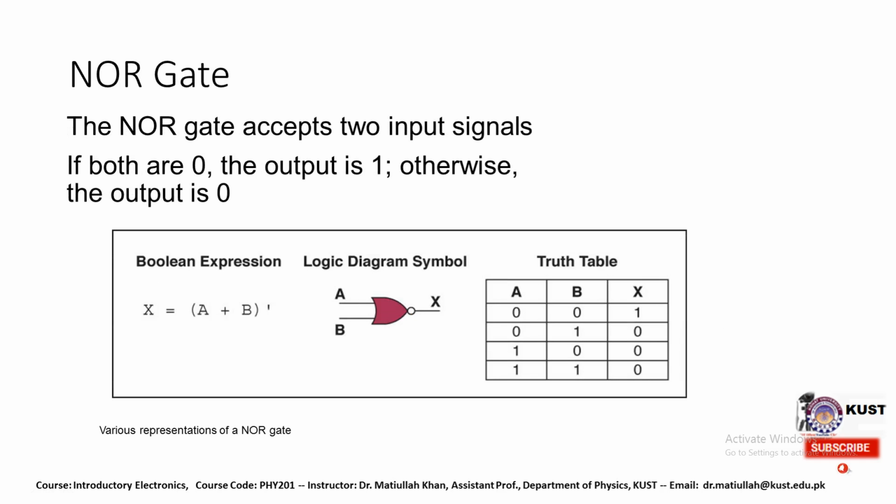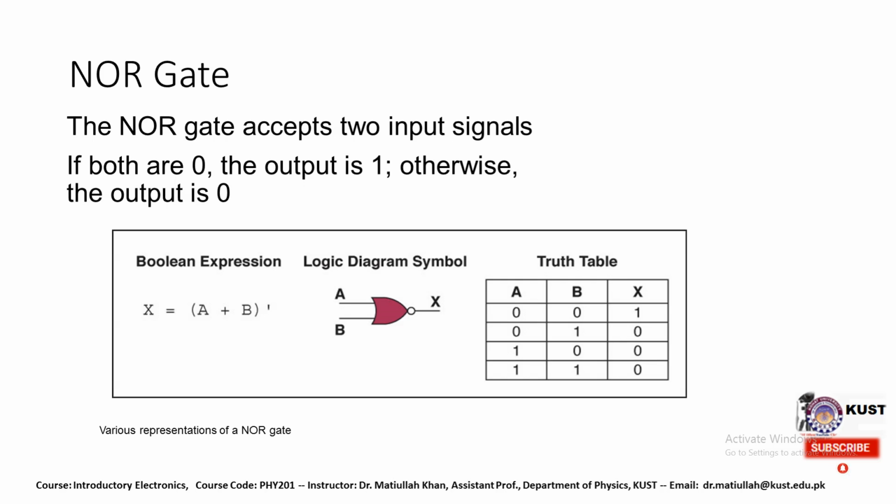So we are discussing the NOR gate. The NOR gate accepts two input signals, and there is some basic strategy of this gate. The basic strategy of this gate is that if both are 0, the output is 1, otherwise the output is 0. So the Boolean expression for a NOR gate is X is equal to (A + B)'.